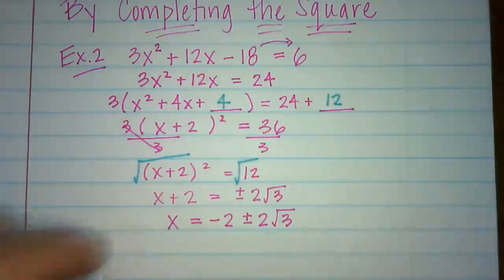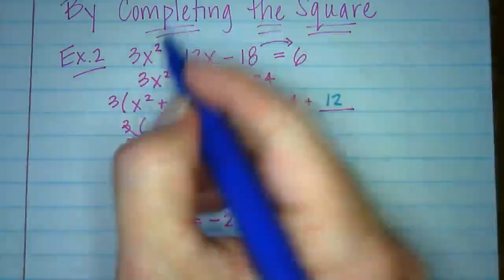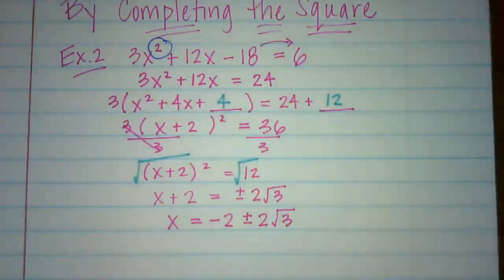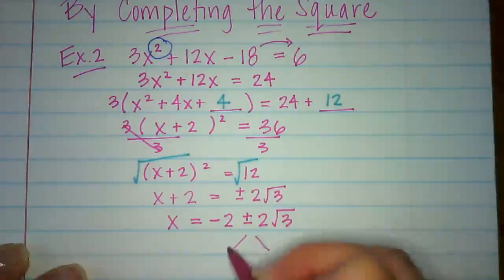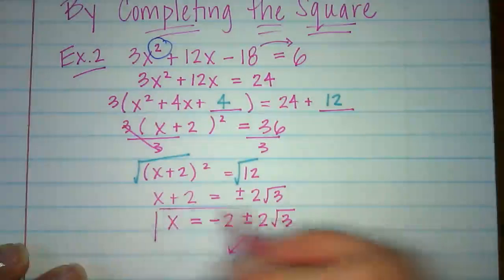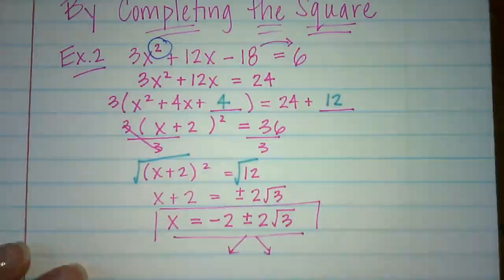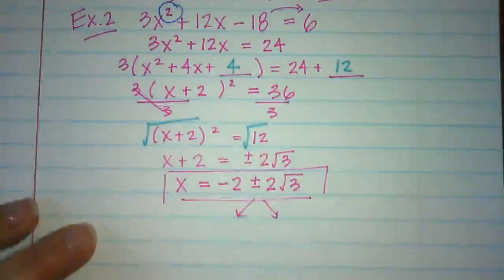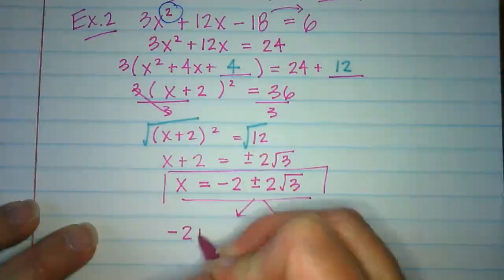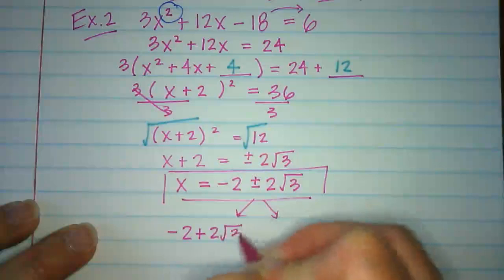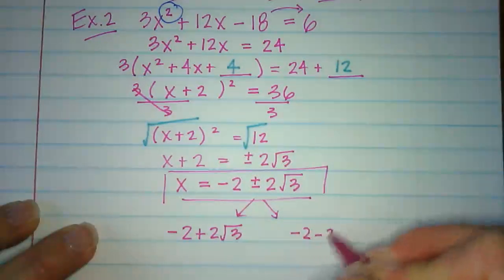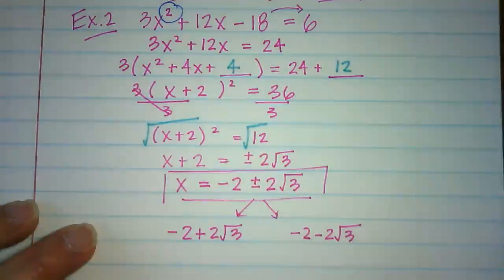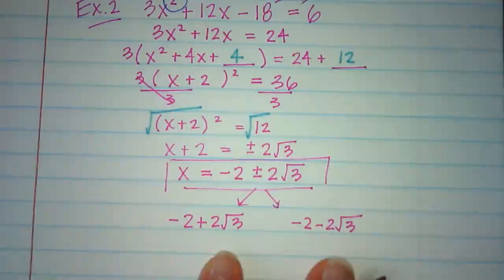And remember, I told you early on that the highest exponent is going to tell you how many solutions you have. Some of them can be duplicated, but this is actually 2 solutions. Now we can leave our answer like that, but just to remind you, what this means is that we have negative 2 plus 2 square root 3 and negative 2 minus 2 square root 3. So we do actually have 2 answers.